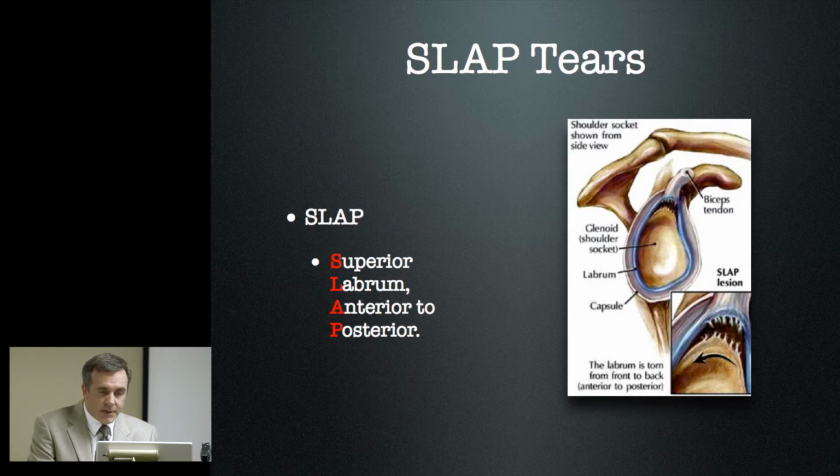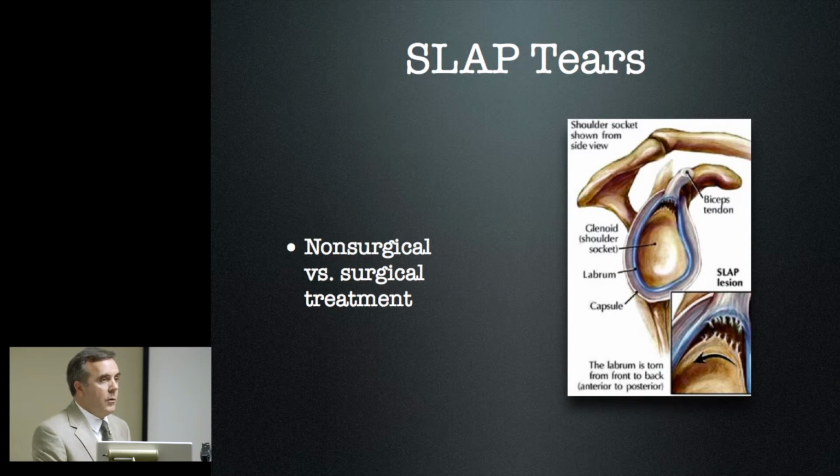Again, with the labral tears, there are different types. Some degenerative tears may do quite well without surgery.